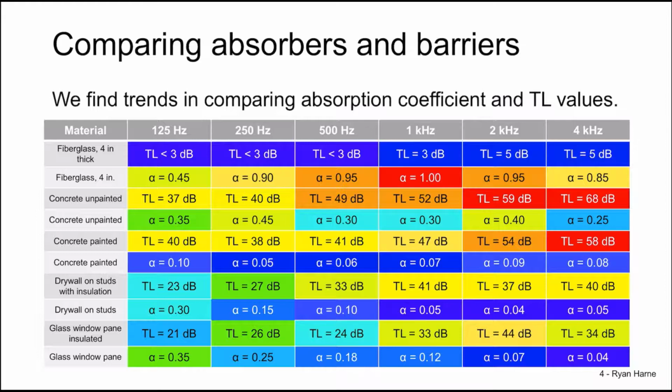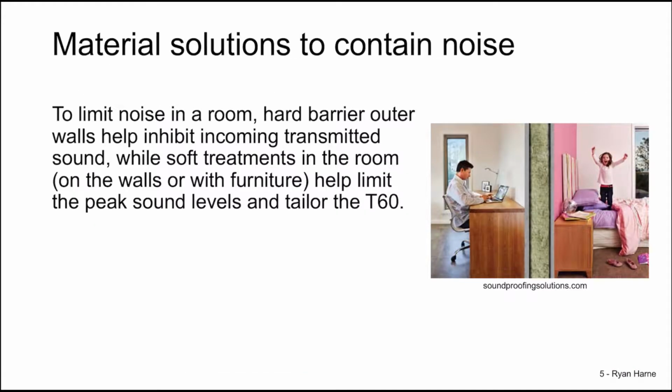So what we see then, altogether, is that to limit noise in a given room, we want to have our room designed with a hard barrier on the outside. And soft treatments would then be placed inside the room. For instance, hangings on the wall, carpet, bedding, furniture, and so on. This helps to limit the peak sound levels and reduce the T60 value for the room.